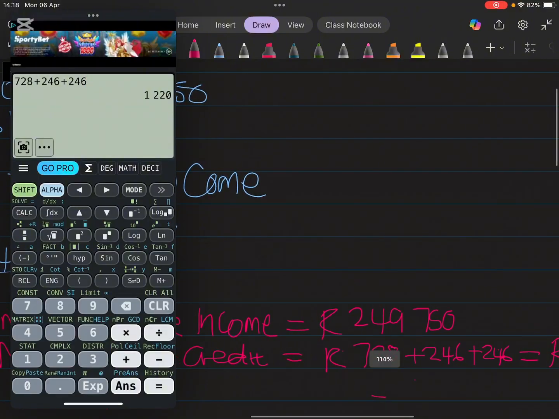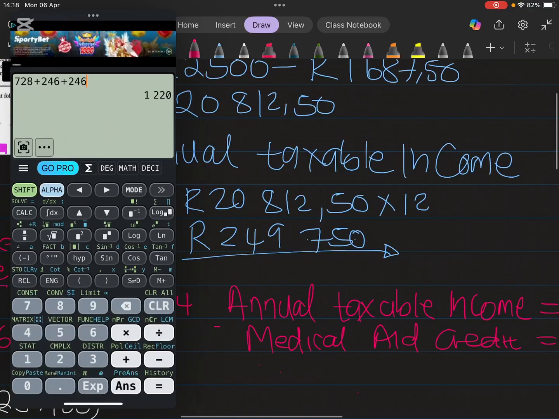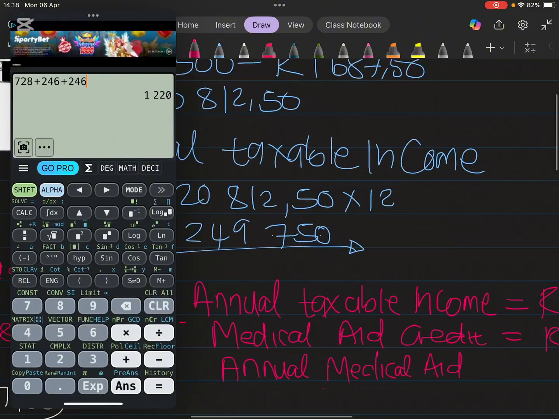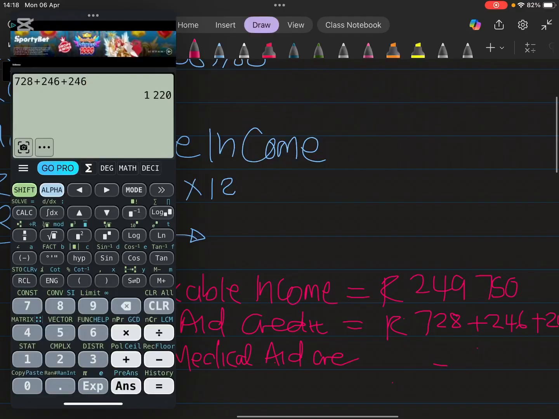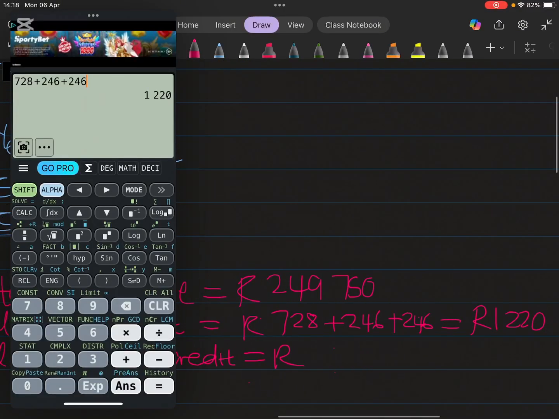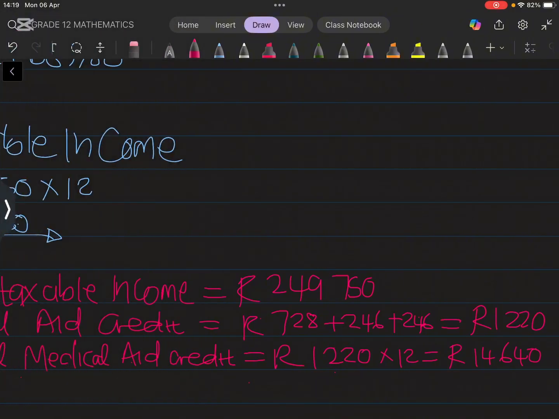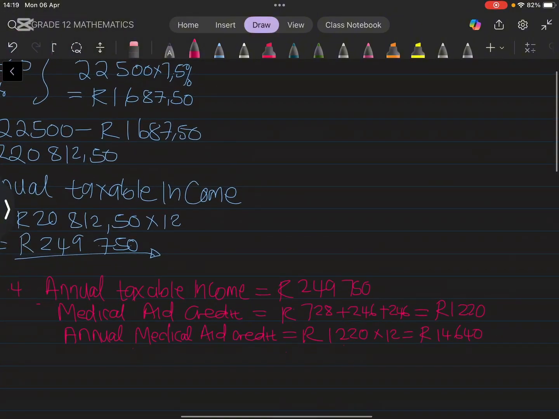1,220. That is the monthly, and then the annual medical aid credit. That will be the annual, right? Medical aid credit, that will be 1,220. Then you multiply it by 12, and that will be 14,640. That is the annual medical aid credit.